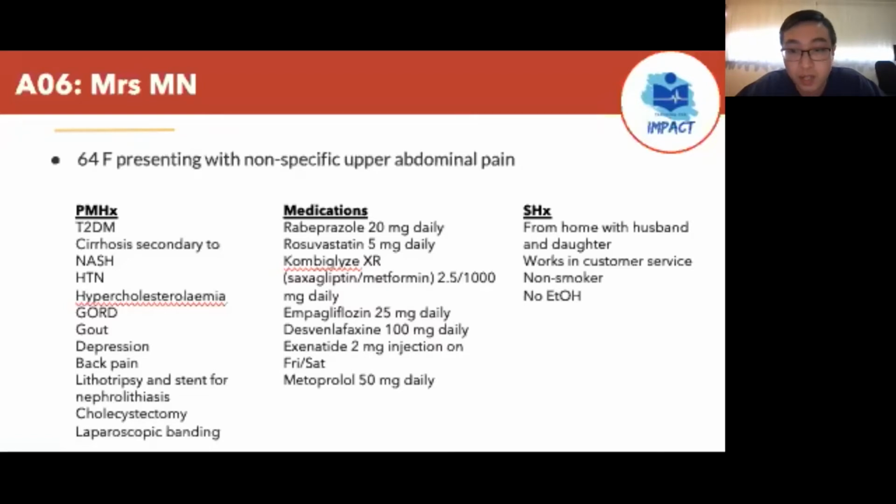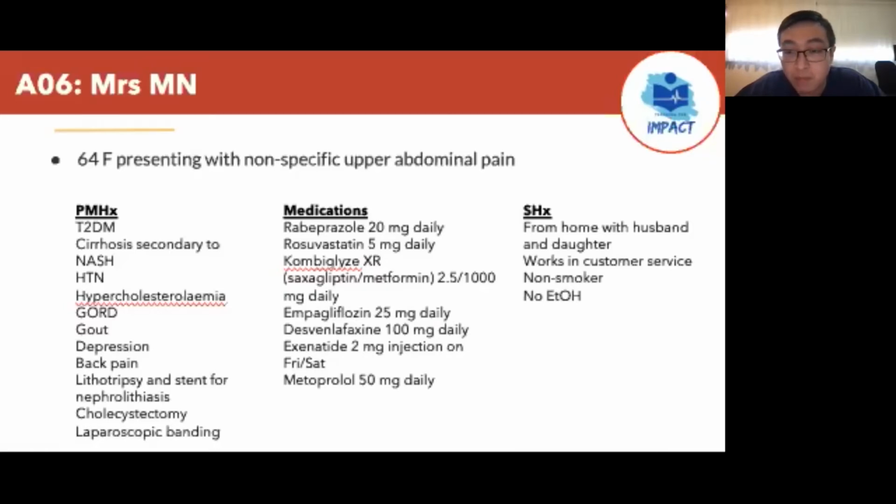SGLT2 inhibitors, fantastic, and exenatide as well. So she's on quite a few agents, although she's not yet insulin dependent. So it seems to suggest to me that her type 2 diabetes is fairly not well controlled. So I guess something that we would want to rule out is a side effect of empagliflozin.